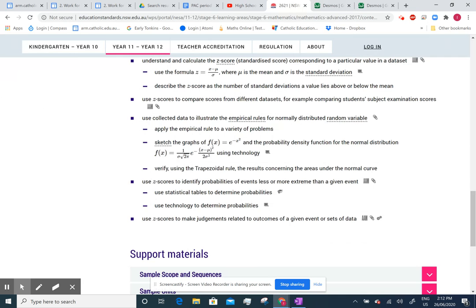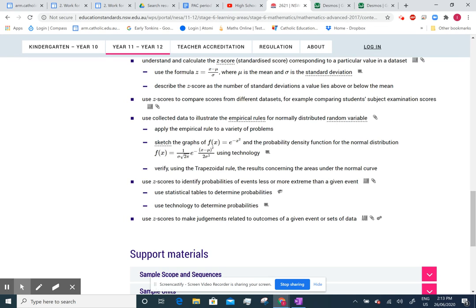So what did they say? Well, they said, sketch the graph of f of x equals e to the negative x squared. That's okay, we did that. Use technology, good on it. It looks like a normal distribution, but it's not a probability density function for the normal distribution.